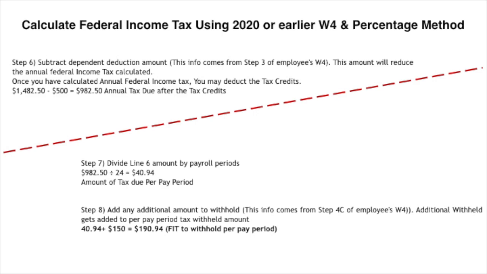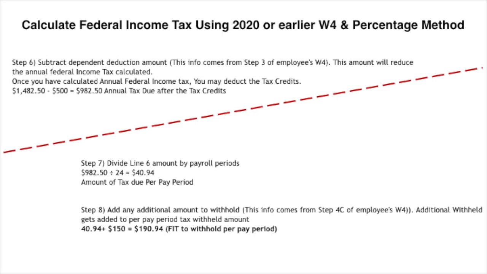Now we will divide that annual tax due by the number of pay periods. In our example, we are told that the employee is paid semi-monthly, so we will divide 982.50 by 24 and we get $40.94. This is the amount of tax due per pay period.